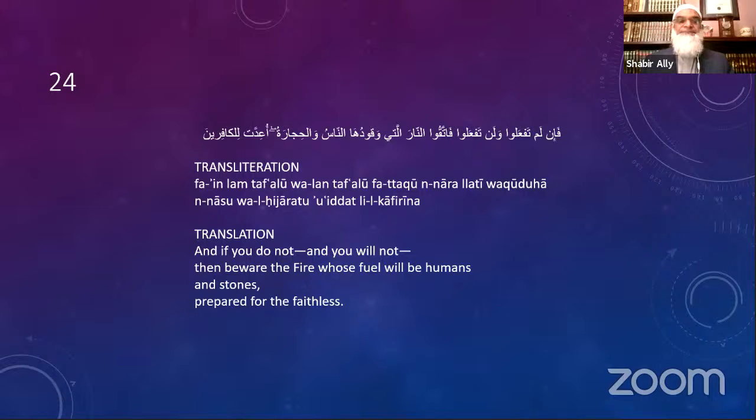Now, why is the fire said to be, the fuel of it is human and stones? Well, we know that the fire will be lit. Obviously, it has some other fuel that's keeping it lit. And then human beings will be thrown into it. So why does Allah say that the human beings themselves will be fuel for the fire? Well, this is what is called hyperbole in rhetoric. It's a way of registering the point more graphically and with greater emphasis.